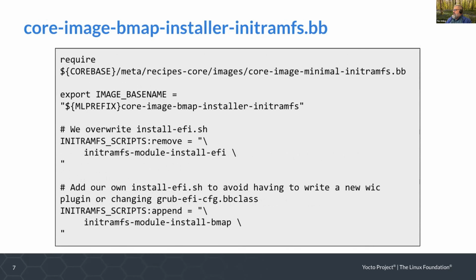For the initramfs, I basically just used the existing core-image-minimal-initramfs. We need to change the image base name and remove the initramfs-module-install-efi and add the one that I created, in order to get the install-efi shell script that we need.